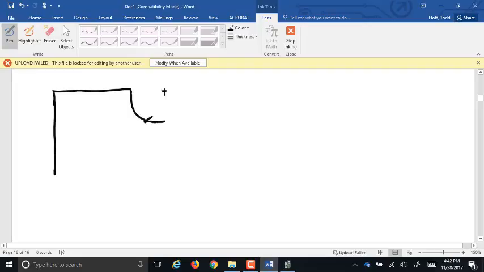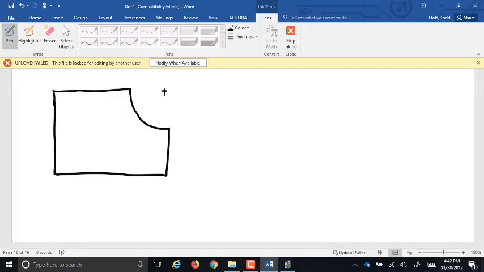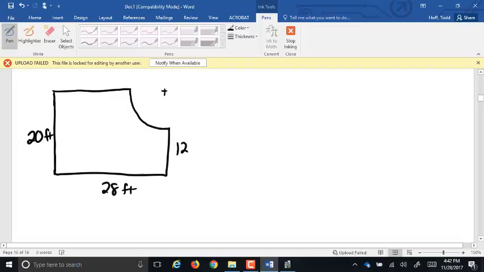Try that a little bit better. That's a little bit more like a quarter circle. Pretend that's a quarter circle missing out of the corner of this rectangle. We have a rectangle that is 20 feet by 28 feet. This here is 12 feet.